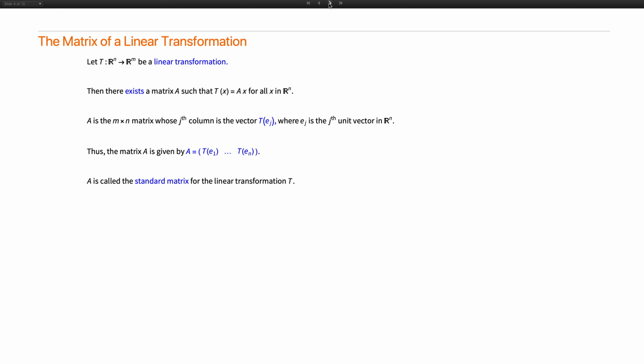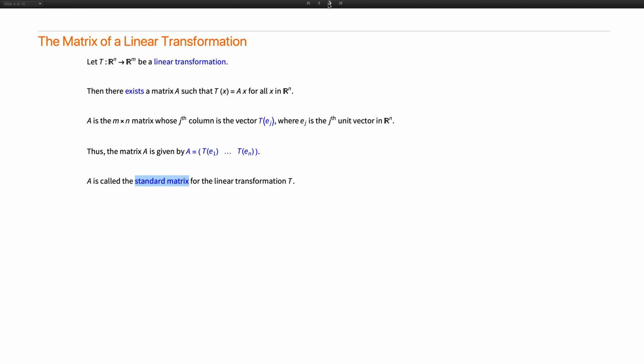So here is a more formal approach. Let's start with a linear transformation T from Rn to Rm, where n and m are integers. Then there exists a matrix A such that T of x is A dot x for all x in Rn. How do you form the matrix A? The columns of A are given by the images of the unit vectors. So A is T of E1, T of E2, up to T of En. This matrix is called the standard matrix for the linear transformation.